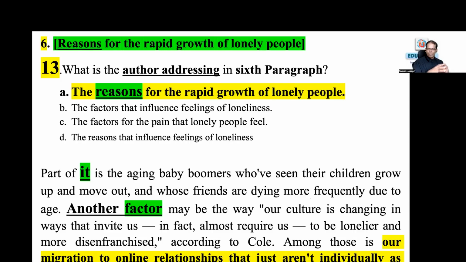What I want to tell you, everything is based on loneliness. To be lonelier and more disenfranchised. Again, loneliness. Every phrase or every portion of every sentence speaks about loneliness. That's what I said. The key idea should be understood.